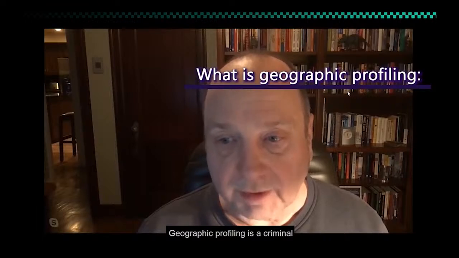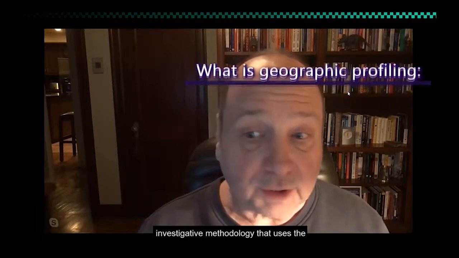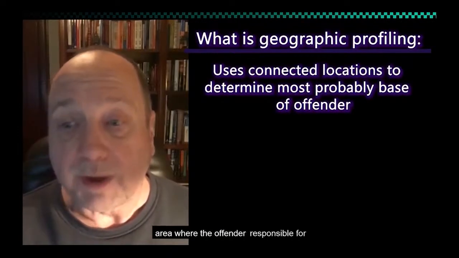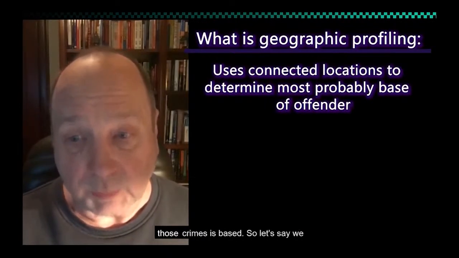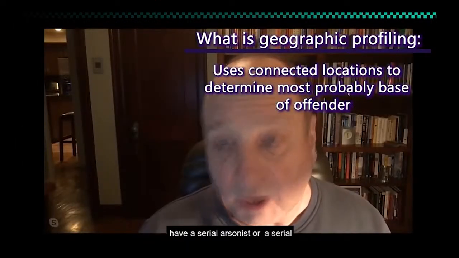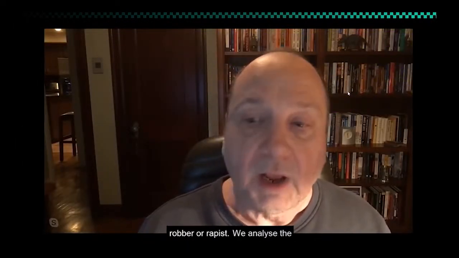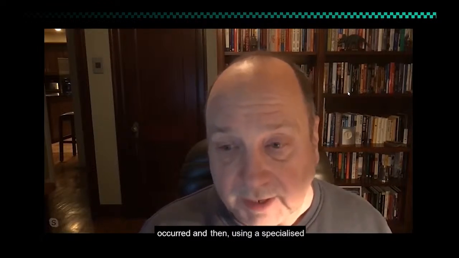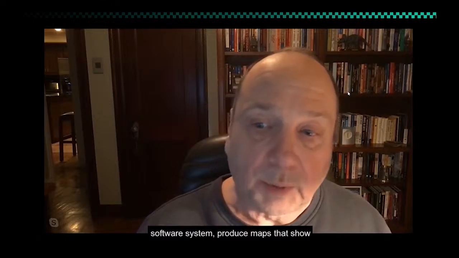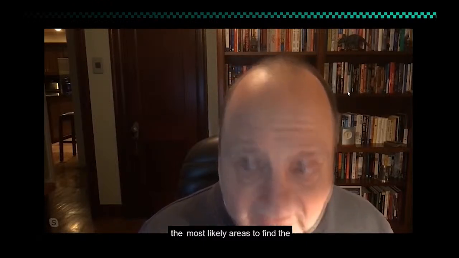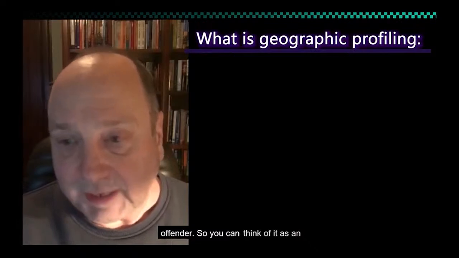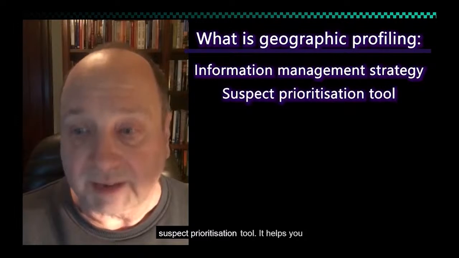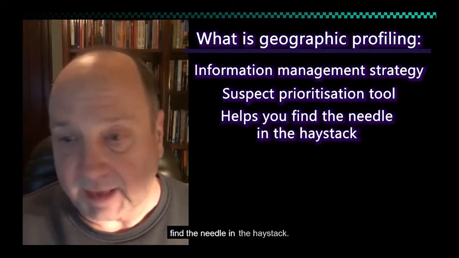Geographic profiling is a criminal investigative methodology that uses the locations of a connected series of crimes to determine the most probable area where the offender responsible for those crimes is based. So let's say we have a serial arsonist or a serial robber or rapist. We analyze the locations where those crimes have occurred, and then using a specialized software system, produce maps that show the most likely areas to find the offender. So you could think of it as an information management strategy or as a suspect prioritization tool. It helps you find the needle in the haystack.